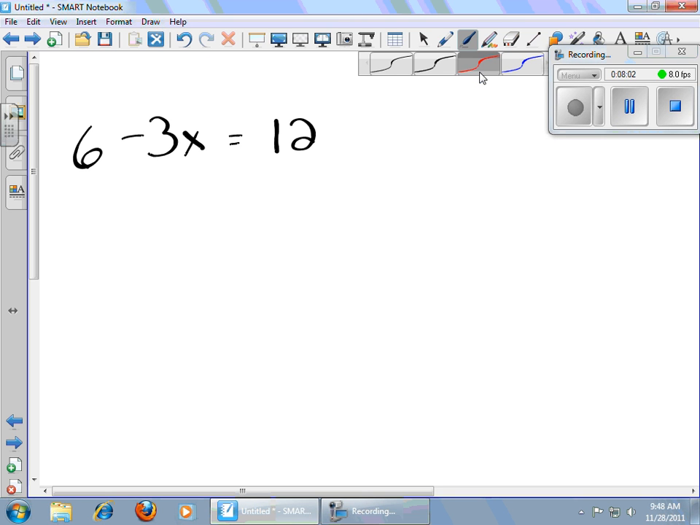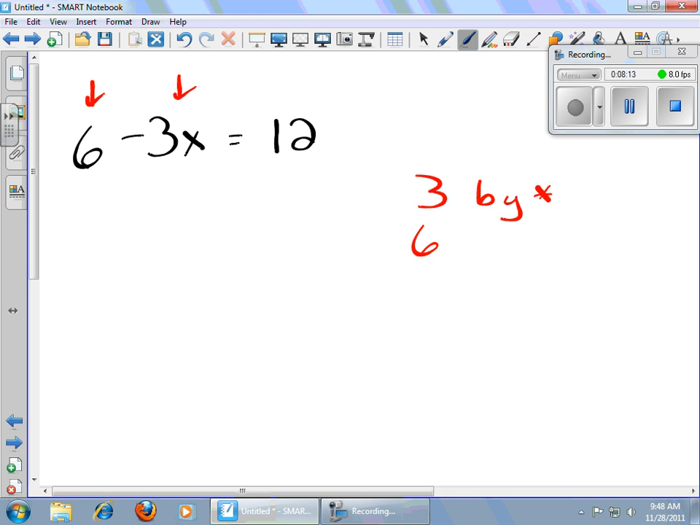Well, I have a 6 and I have a 3. How is the 3 attached? The 3 is attached by multiplication. The 6, and this is where it gets tricky, is not attached by subtraction. The 6 is attached by addition. How do I know? Because it's a positive 6. Remember, the sign belongs to the number it's in front of. That negative belongs to the 3. So if you had wanted to, you could have said a -3 by multiplication. All right? The 6 is attached by addition.